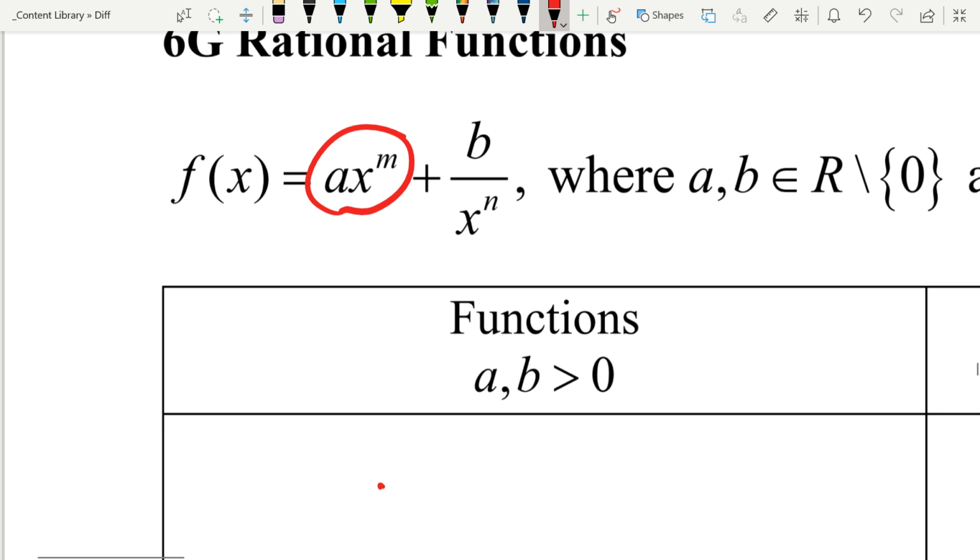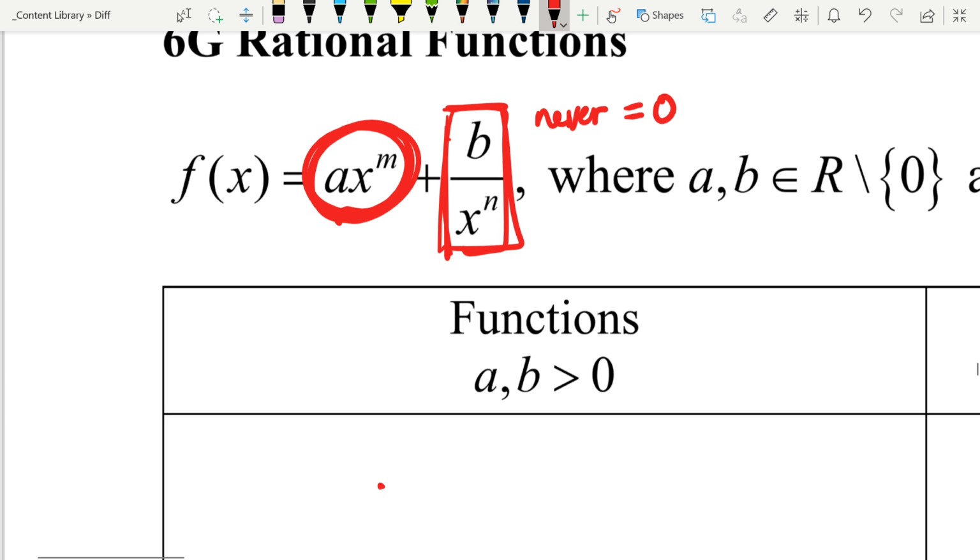The reason is this whole fraction will never equal 0, because the numerator is not 0. To make a fraction 0, the numerator must be 0. 0 divided by something equals 0. So it doesn't matter how you change the x value, this part is just not going to be 0. But it can approach 0. Think about if your x is really big, then this thing is approaching 0. So the y value is actually approaching this value. That's why this part will become an asymptote. That's something we need to be aware of.